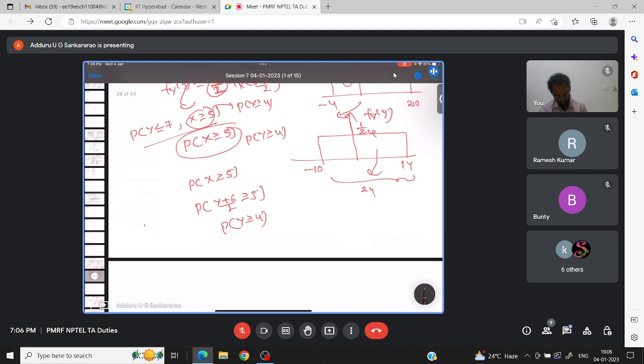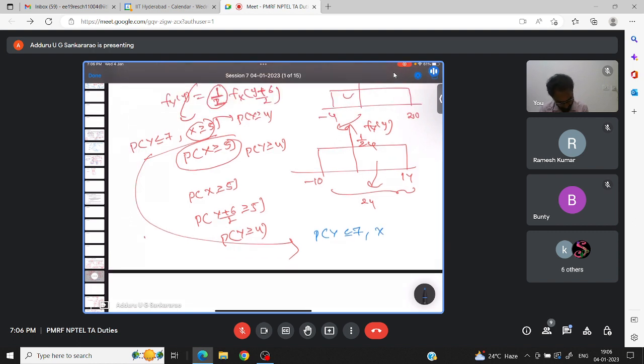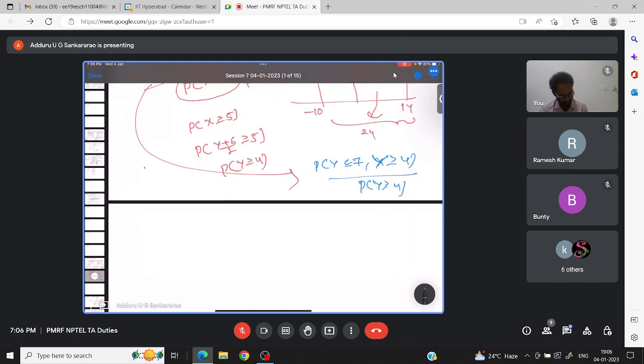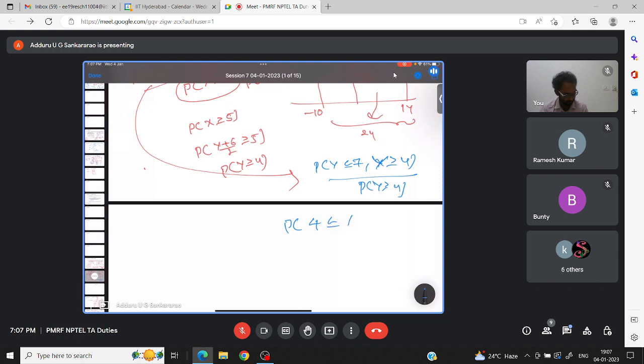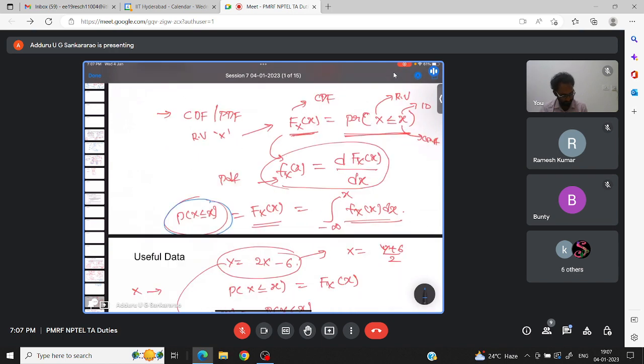The numerator is probability of y less than or equal to 7 and y greater than or equal to 4, divided by the denominator, probability of y greater than or equal to 4. So the numerator I can write like this: probability of 4 less than or equal to y less than or equal to 7, and the denominator is probability of y greater than or equal to 4, right? From here the probability is nothing but the area.